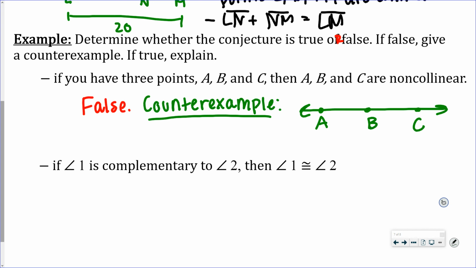That would work. It has to always be true.